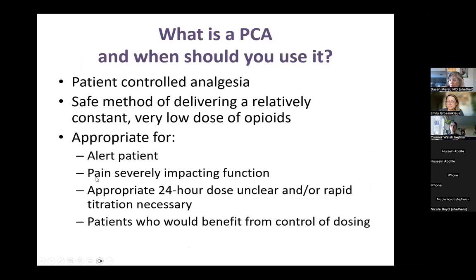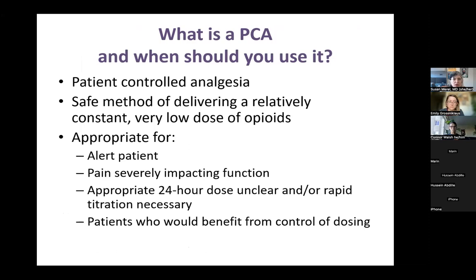All right. So I had mentioned that a PCA might be a good option for this patient. I'm going to talk a little bit about a PCA. So a PCA stands for patient-controlled analgesia. It is a safe method of delivering a relatively constant, very low dose of opioids.